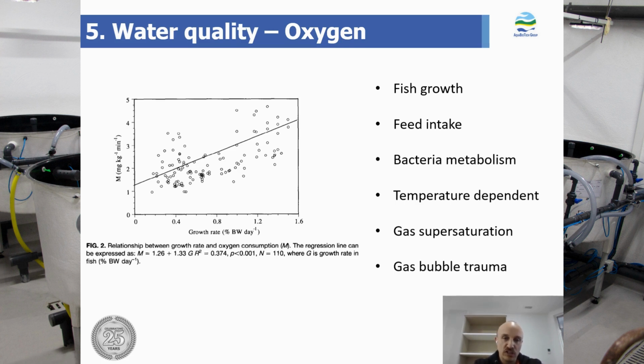Even though limited oxygen can be lethal to fish, we need to consider that an excess of oxygen, so a gas supersaturation, can also be very harmful for juvenile fish or for larvae of certain species. It can immediately cause gas bubble trauma, which is lethal.